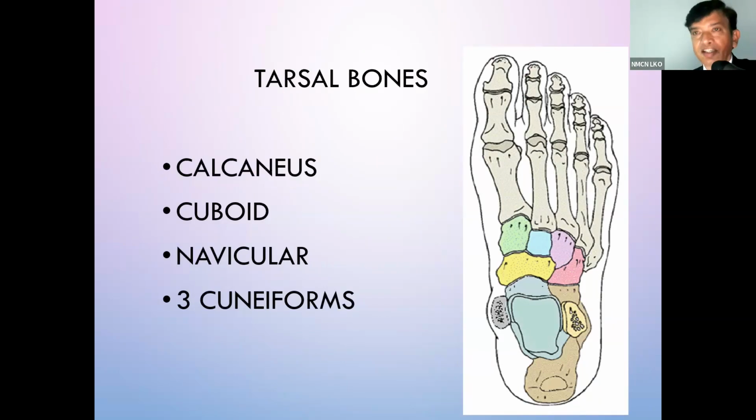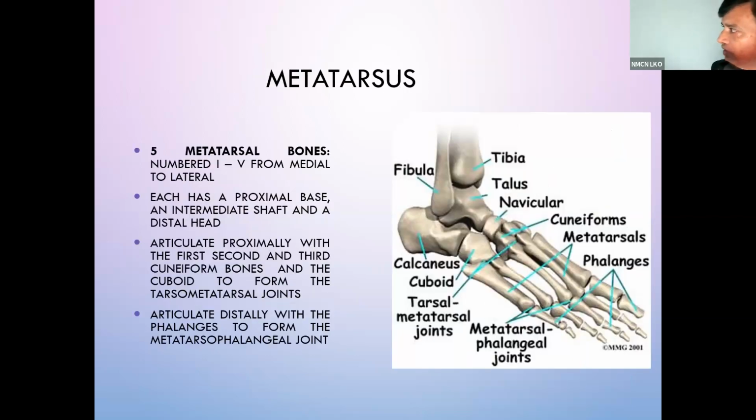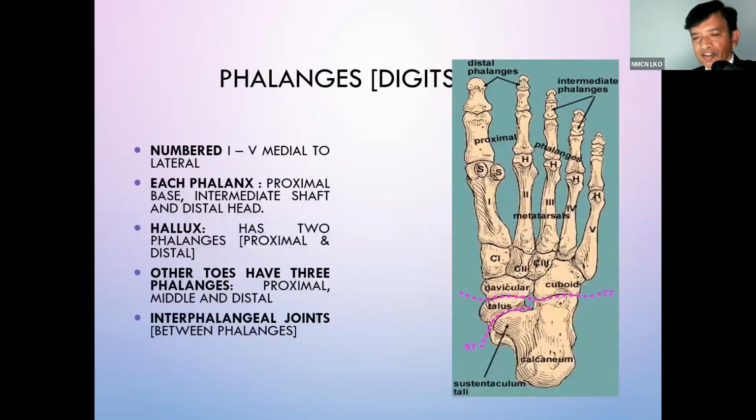The major bones are the calcaneum, cuboid, navicular, and cuneiforms. These are the tarsal bones, and then the metatarsals. Metatarsals 1 to 5 each have a shaft, head, and proximal part, and distally they connect with the phalanges. Each phalanx has a proximal base part and a shaft. The hallux has only 2 phalanges; the rest have 3.